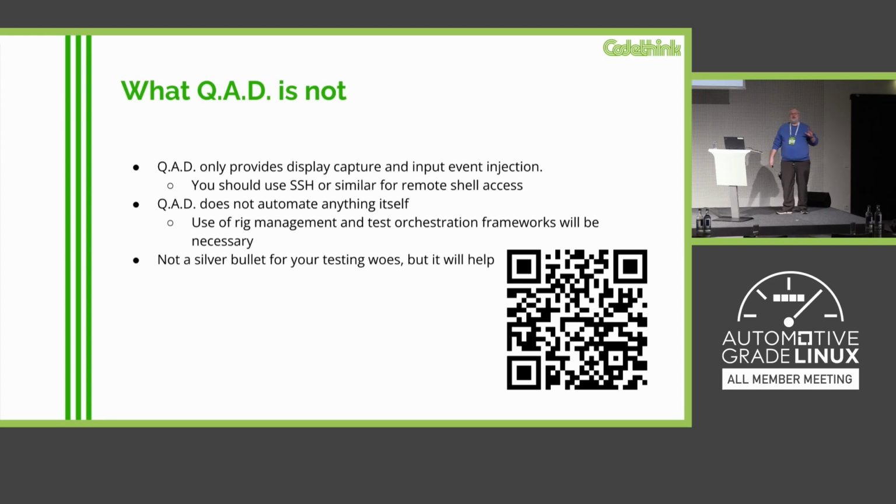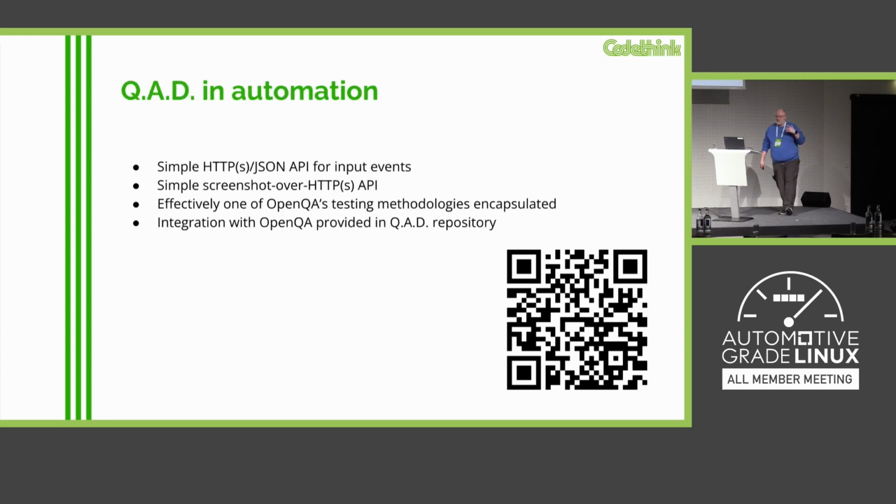It does not automate any control actions. That sort of orchestration is an external service. And so, thanks to that HTTP API, it's really easy to integrate into an external automation service. The screenshots allow you to verify that the actions have taken place, and this is, in essence, a trivial encapsulation of the OpenQA methodology. So we've also provided in that repository a patch to OpenQA, which enables OpenQA to consume Q.A.D. rather than expecting to talk VNC to a QEMU.